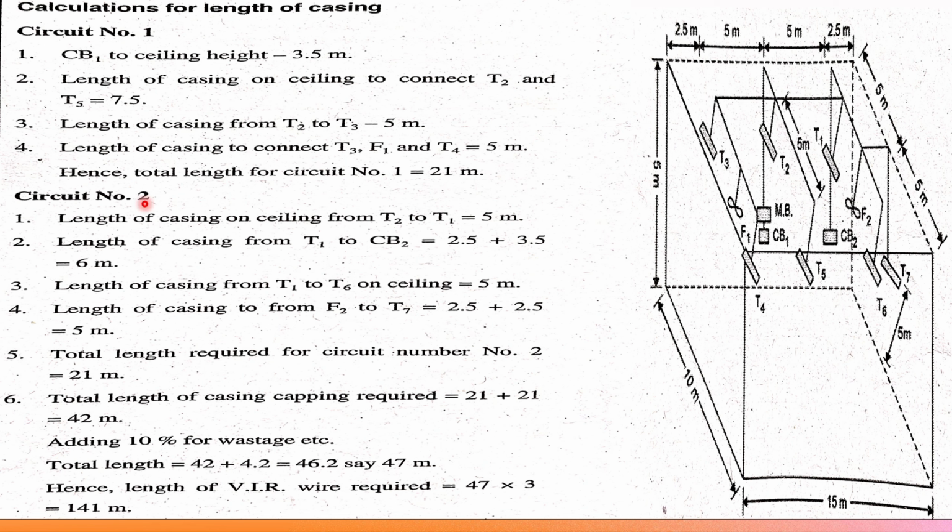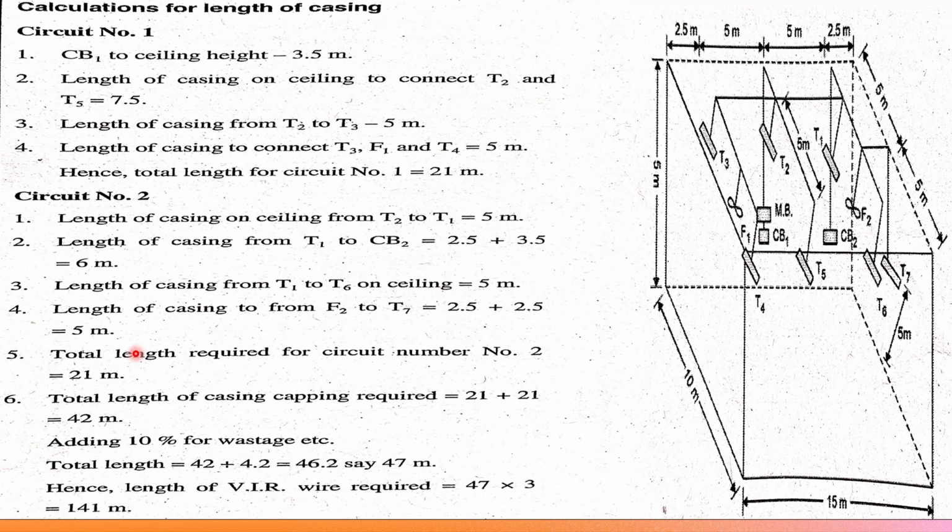Now for circuit number 2, length of casing on ceiling from T2 to T1 is 5 meters. Length of casing from T1 to CB2 is 2.5 plus 3.5 meters, which is equal to 6 meters. Length of casing from T1 to T6 is 5 meters. Length of casing from F2 to T7 is 2.5 plus 2.5, which is equal to 5 meters.